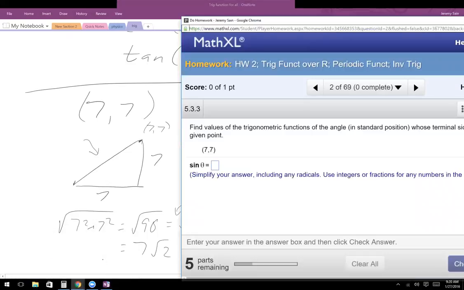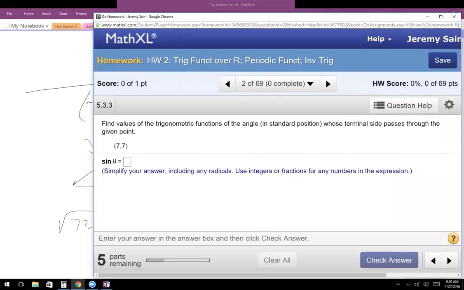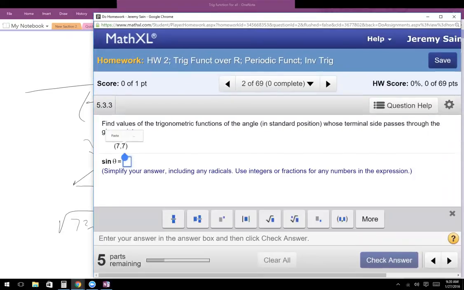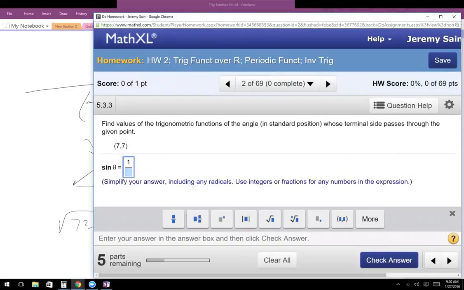So it says, simplify your answers using radicals. It does not say we have to rationalize the denominator. So I'm going to go 1 divided by square root of 2. Oops, I left the s out of my square root. Square root of 2. Yeah.